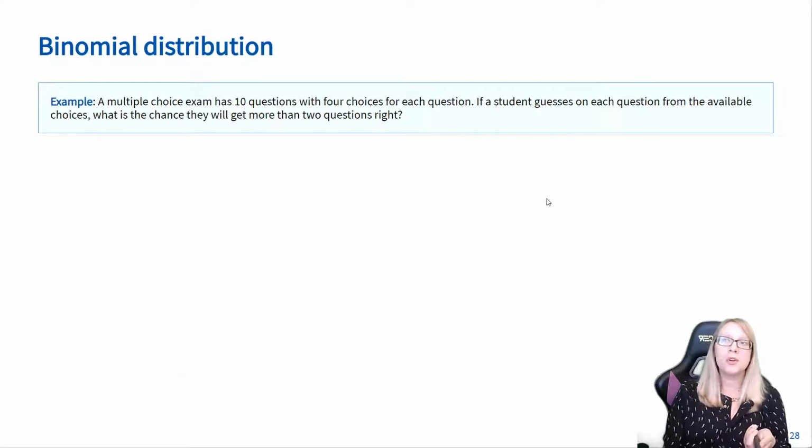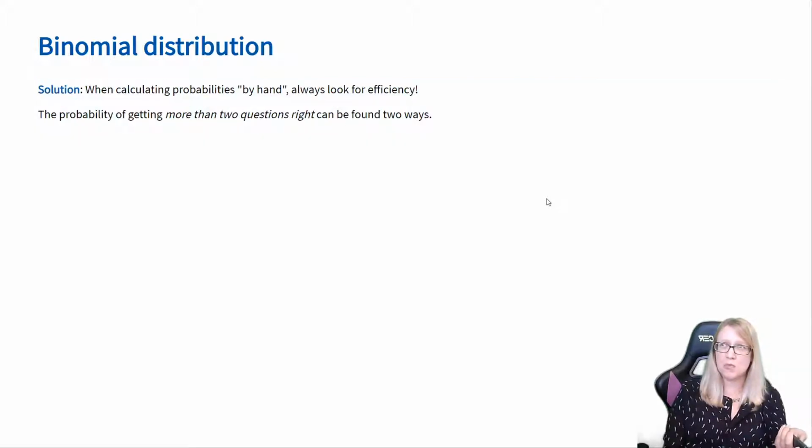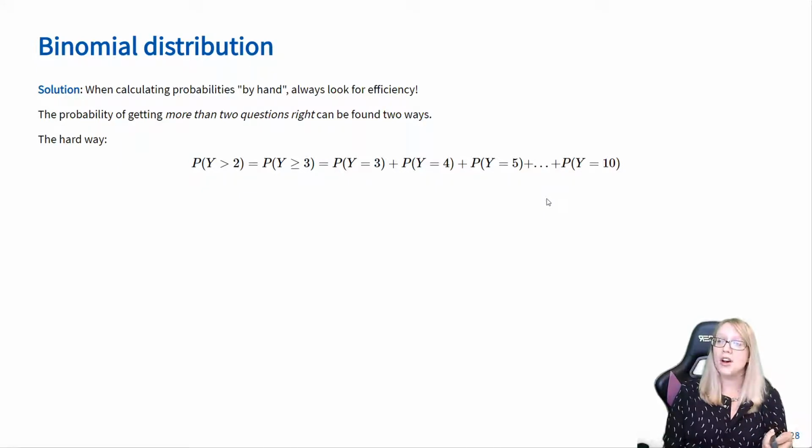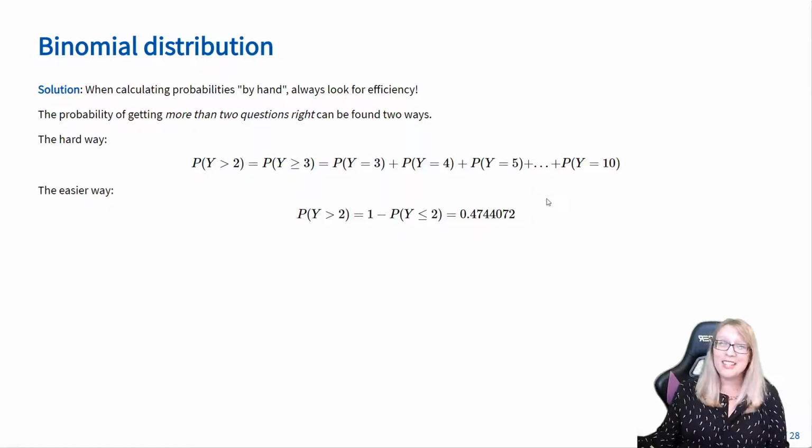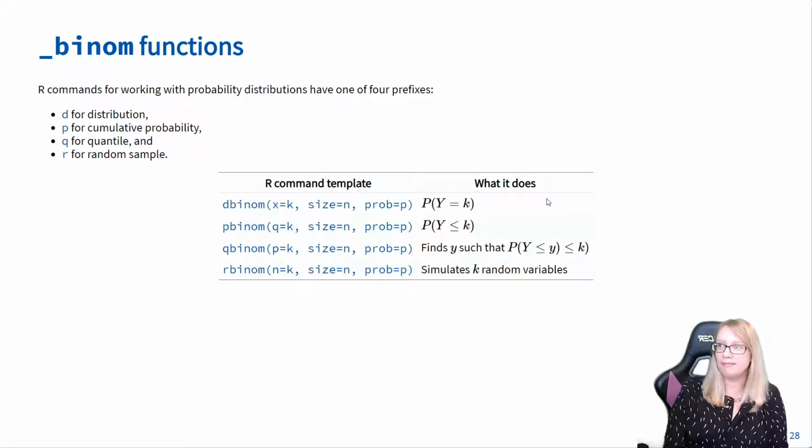Now, what's the chance that the student will get more than 2 questions right? Again, a few ways to approach this. We can certainly do this the hard way. The probability of getting more than 2 questions right is the same as the probability of getting exactly 3 or more. So we could find the probability of y equals 3 plus the probability of y equals 4 plus the probability of y equals 5 and so on all the way up to y equals 10. That will take some time. The easier way here would be to use the complement rule. So the probability of getting more than 2 questions correct is the same as 1 minus the probability of getting 2 or fewer correct, so 0.47.